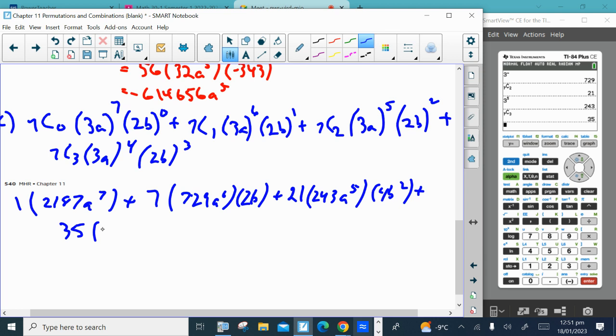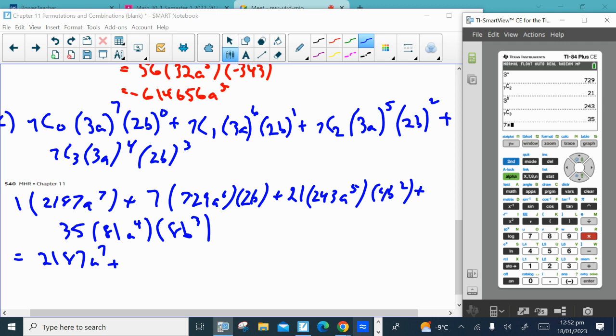3a all to the power 4 is 81, a to the 4th. 2b all cubed is 8b cubed. And so now we'll just multiply everything out to get our final 4 terms.